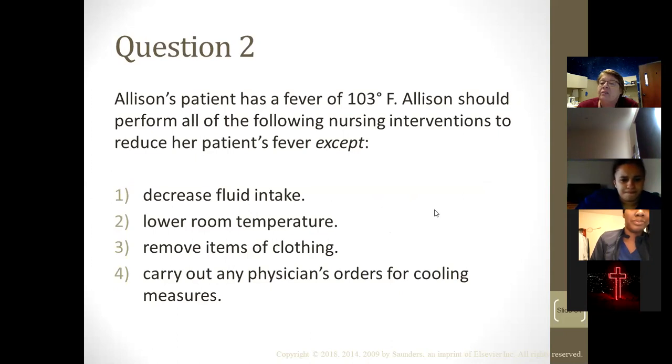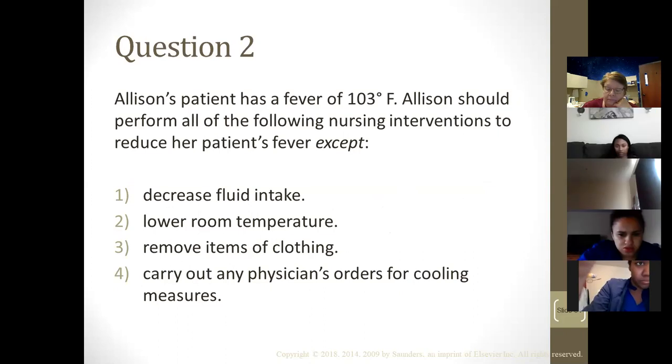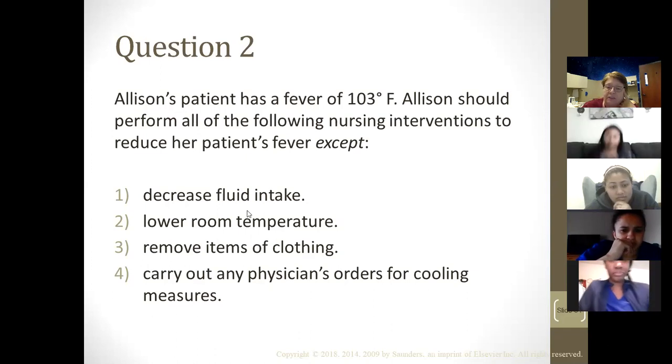Allison's patient has a fever of 103 degrees Fahrenheit. She should perform all of the following nursing interventions to reduce her patient's fever, except, which means we're looking for something wrong. Correct. Yes, it is number 1. What do we want to do with fluid intake? Increase. Please. You want it increased. Very good.